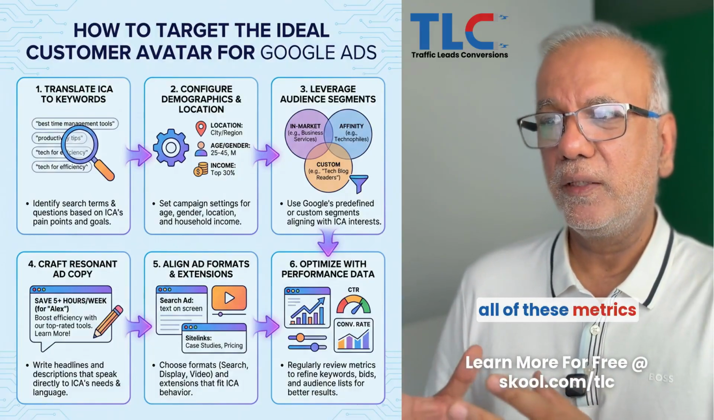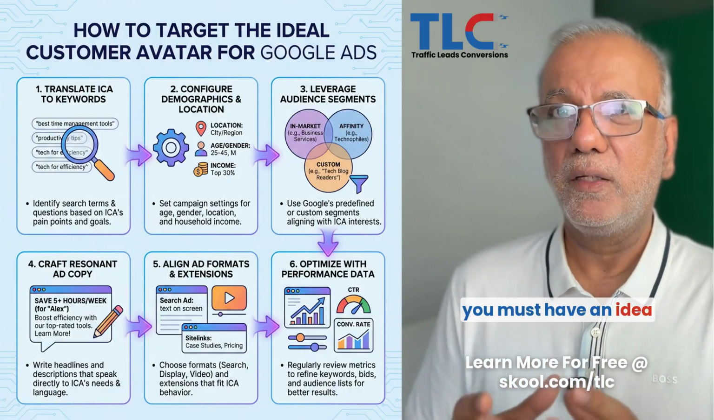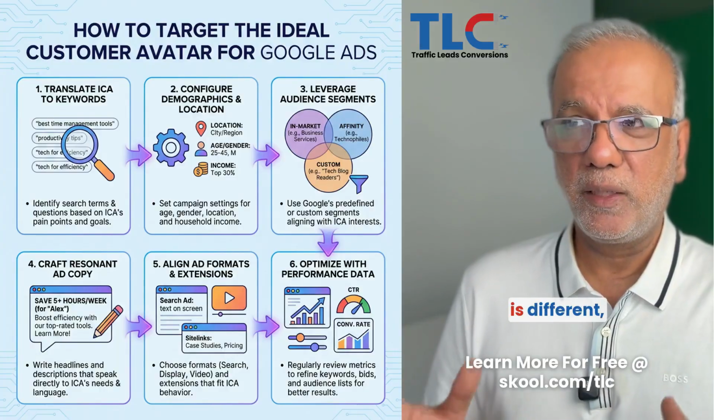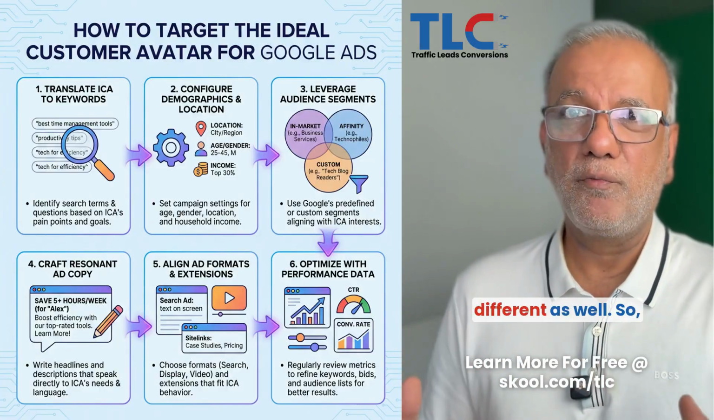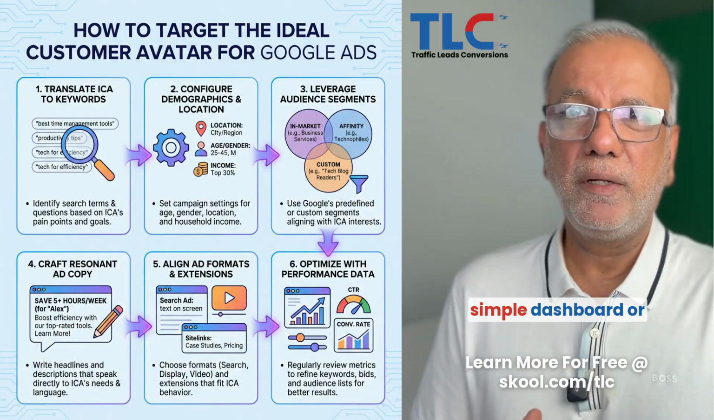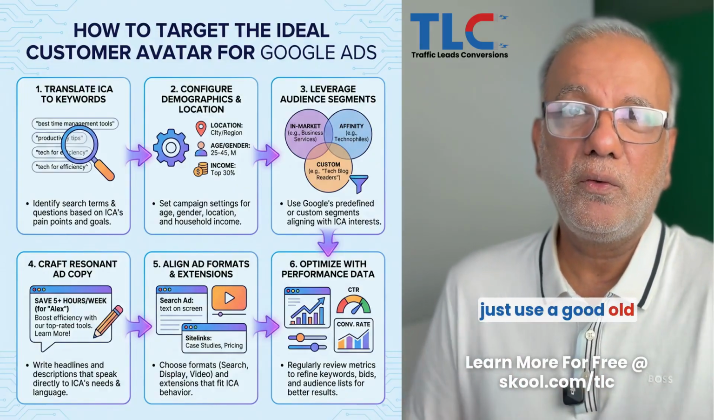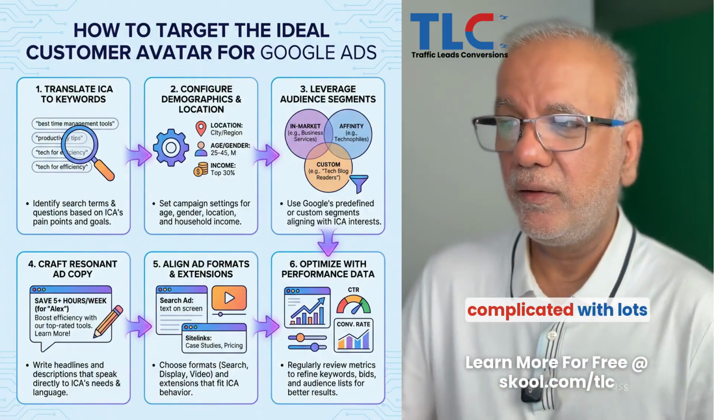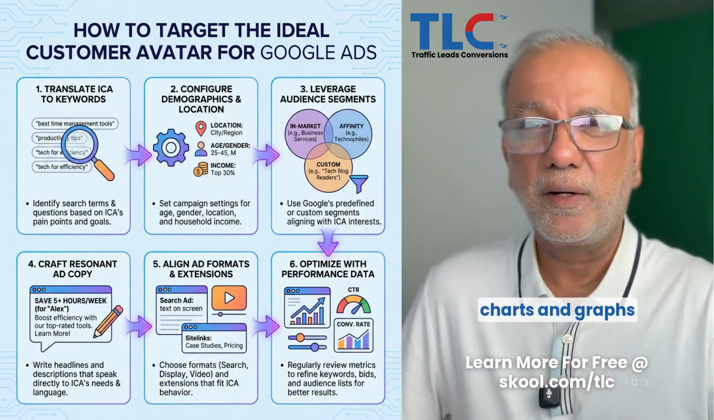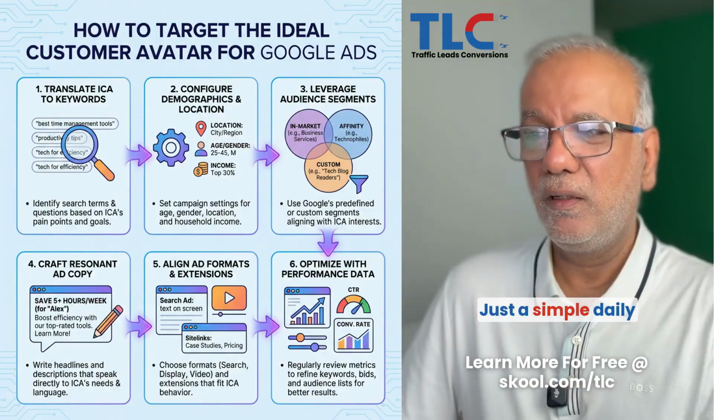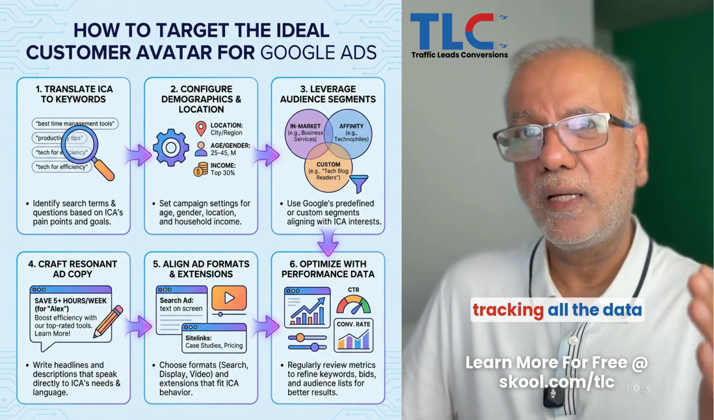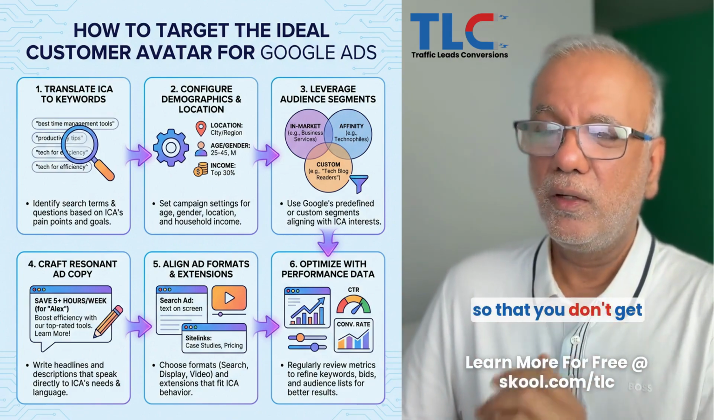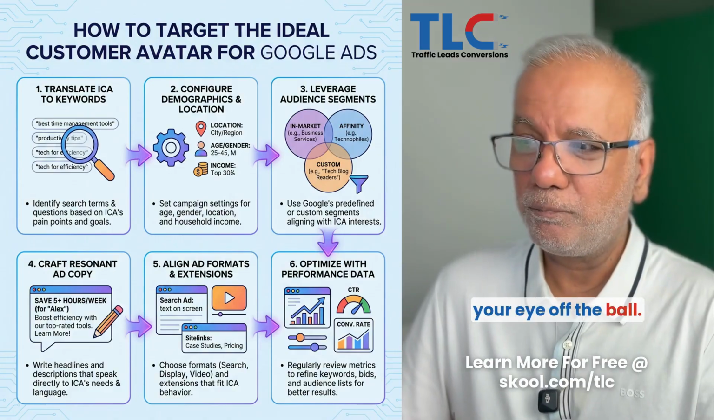So all of these metrics, you must have an idea as to what is important for you and your business. Everybody's business is different, and everybody's metrics will be different as well. So you can create a simple dashboard, or just use a good old spreadsheet or Google Sheets. It doesn't need to be complicated with lots of different pie charts and graphs and all that. Just a simple daily tracker where you're tracking all the data on a day-to-day basis, so that you don't take your eye off the ball.